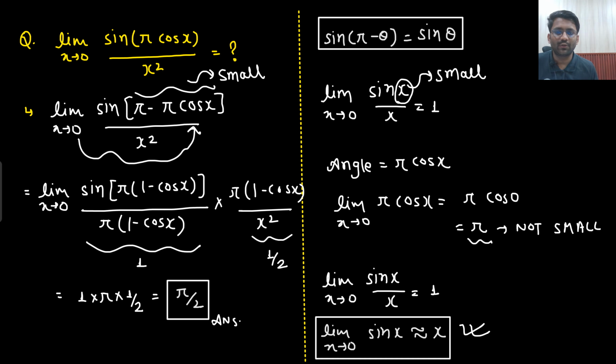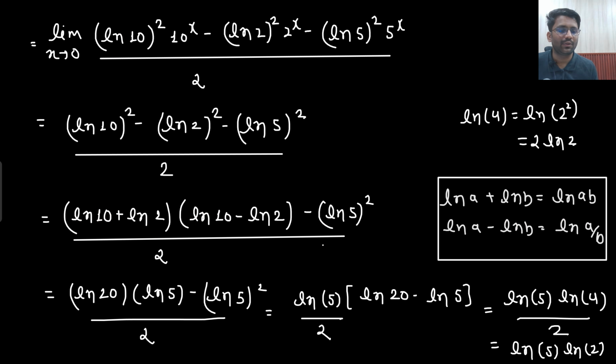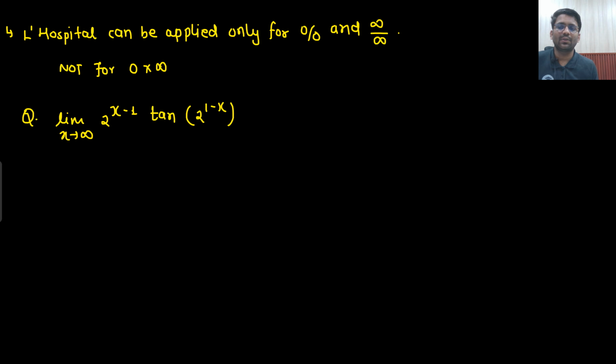So more than enough questions for 0 by 0 we have solved. I think if any question comes in your examination hall, you will be able to solve it, no matter whichever examination you are appearing for. Okay? More questions we will solve, don't worry. But let's talk about some other form. Infinite by infinite.